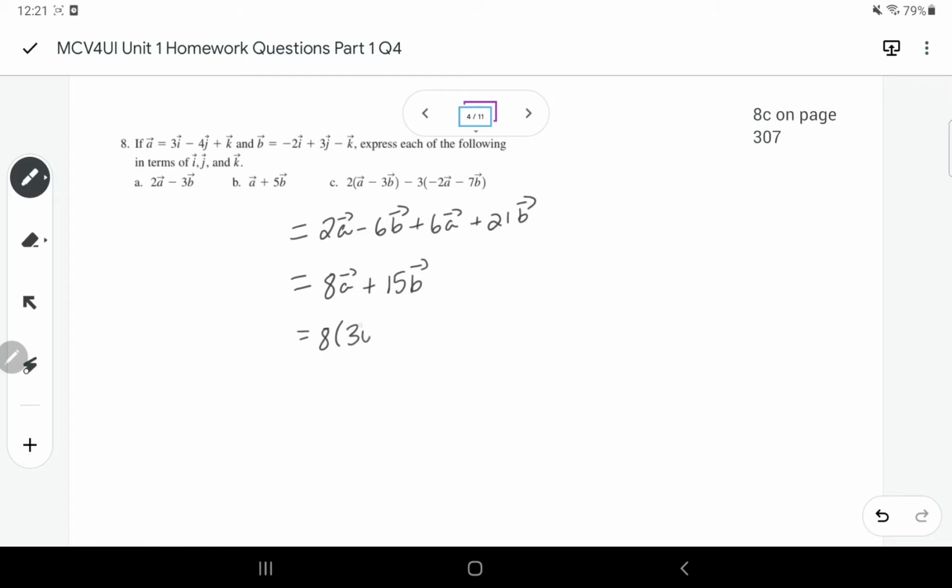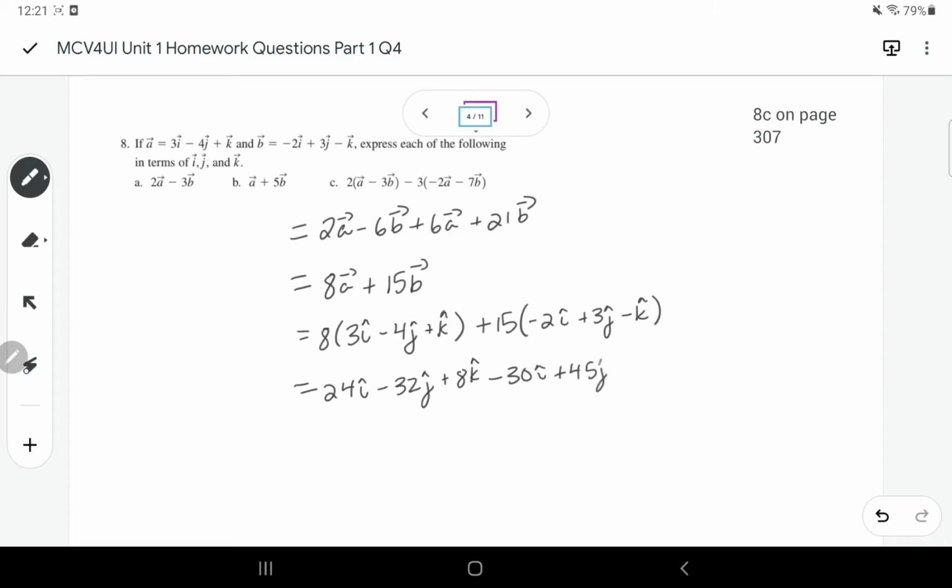So 8 times 3, I don't know why they don't have the hats here, but I'm just going to change it to write them like that. Because whenever we use i, j, and k as our vectors, that really always means those special basis vectors. Plus 3j hat minus k hat. So that would be 24i hat minus 32j hat plus 8k hat minus 30i hat plus 45j hat minus 15k hat. And then negative 6i hat. How many j's? 8 and 5, plus 13j hat. And 8 minus 15 is negative 7k hat.